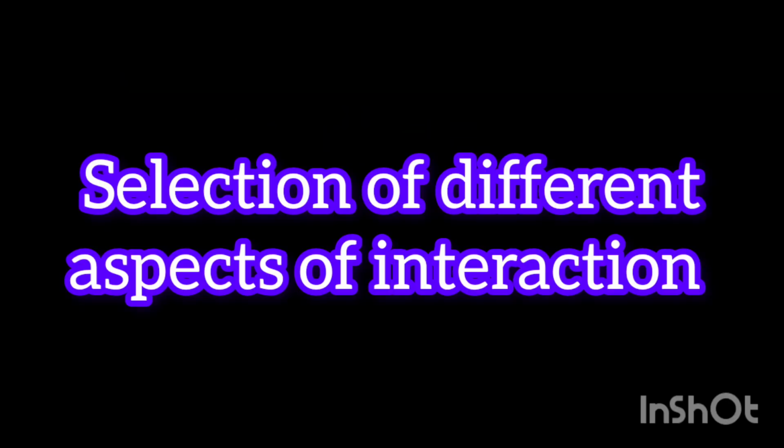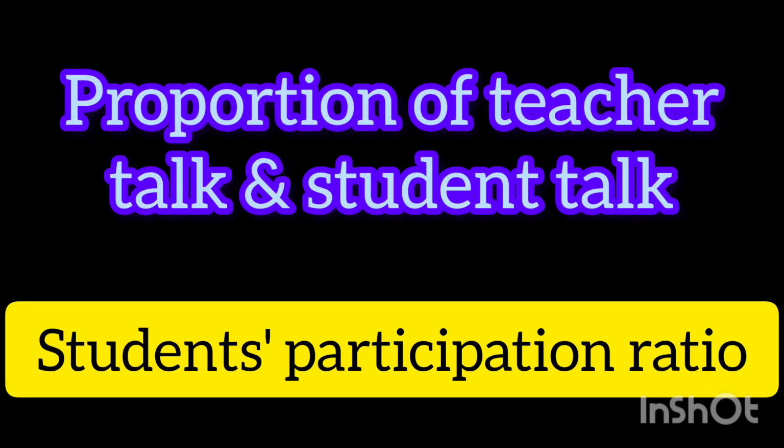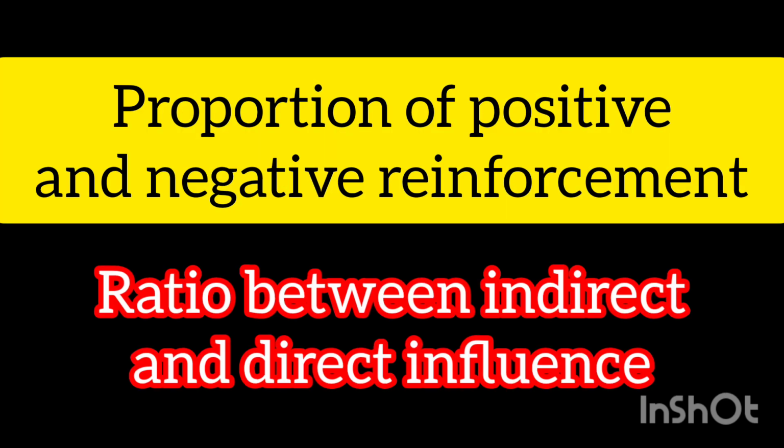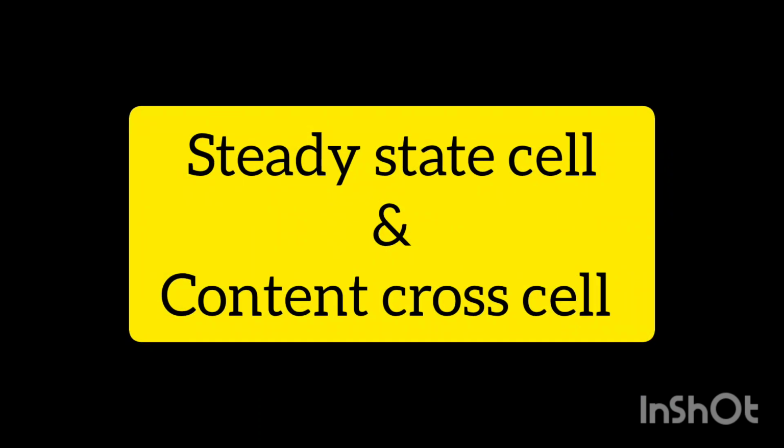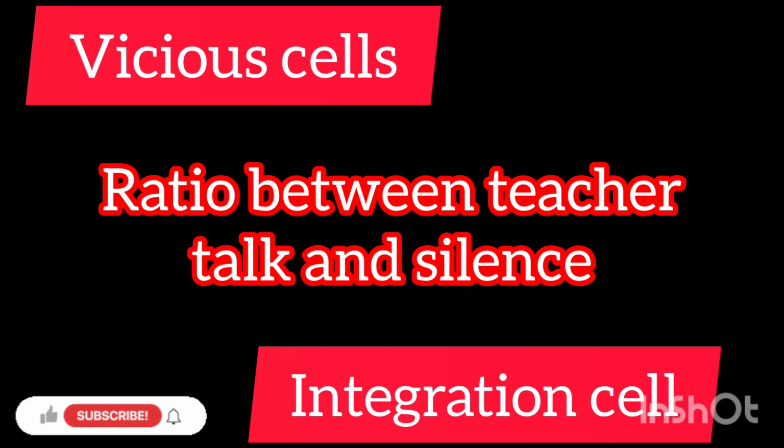So what are the selected aspects of interaction? So these are the proportion of the teacher talk and the pupil talk. Next one is the proportion of the teacher talk and silence, then the ratio between indirect influence and direct influence. Fourth one is positive and negative reinforcement. Fifth one is student participation ratio. Next one, steady state cell, content cross cell, constructive integration cells, and vicious cells. So I think this is clear why we are making the observation matrix according to the Flanders interaction analysis.